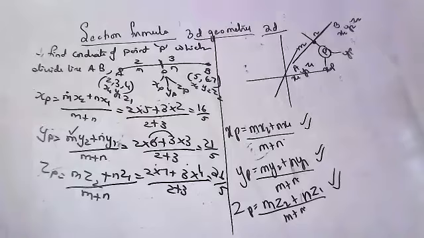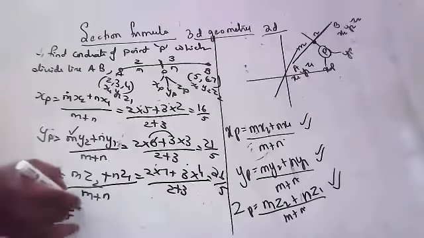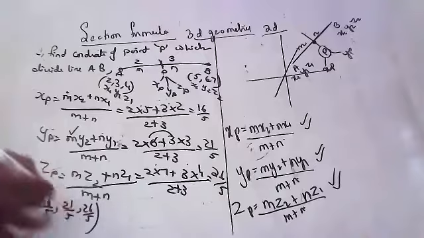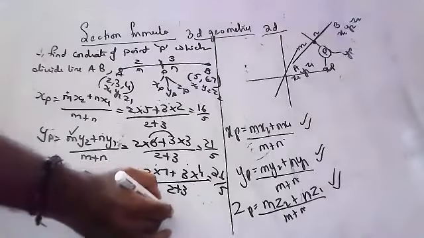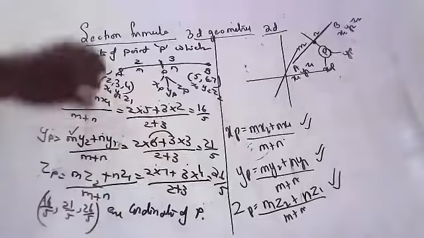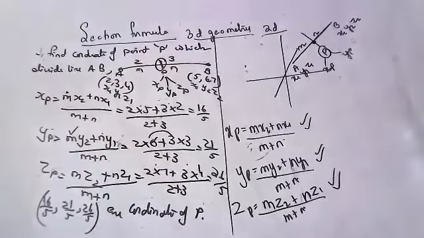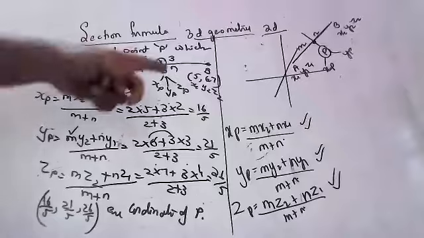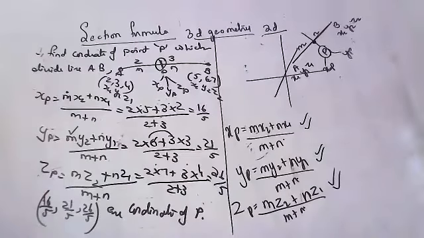21 by 5, 26 by 5. So 16 by 5, 21 by 5, 26 by 5 are the coordinates of P. So this point P is dividing this AB in the ratio 2:8. What are the coordinates of point P? 16 by 5, 21 by 5, 26 by 5 are the coordinates of point P.